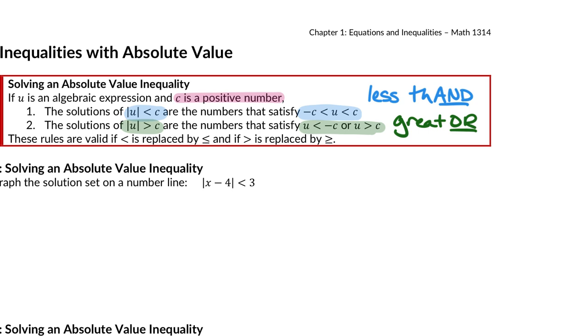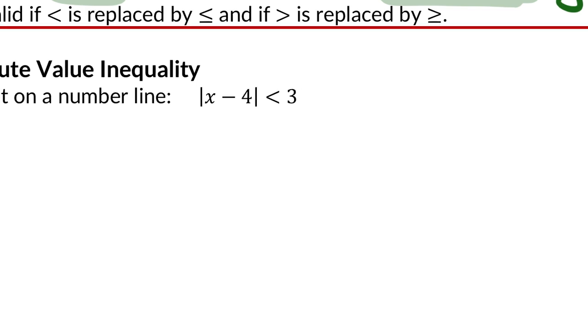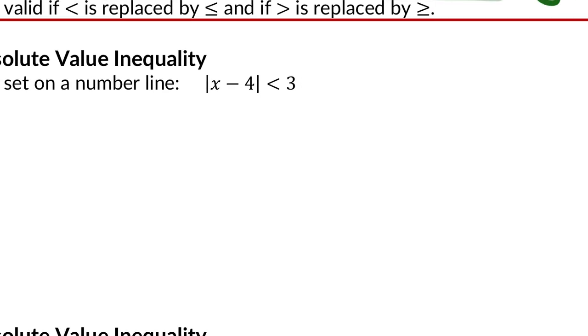One of them you solve a compound inequality. One of them you solve two separate inequalities. And it's valid if that's greater than or equal to, or less than or equal to as well. So let's see what this looks like in practice. We're going to solve this and we're going to graph it on a number line. What kind of inequality symbol do I have? Is this going to be an "and" or an "or" statement?